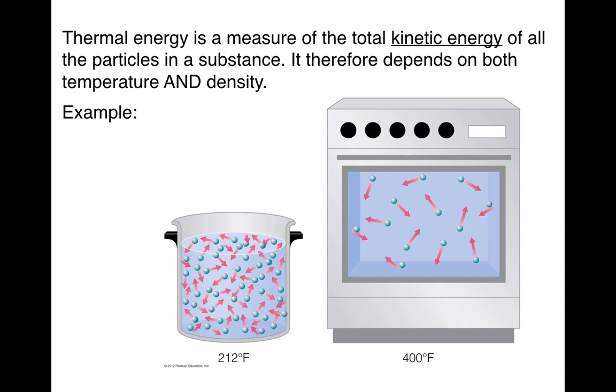So the oven has the higher temperature because it corresponds to average speed, but thermal energy is a measure of the total kinetic energy of all the particles in the substance. It depends not only on the average speed of the objects, but also how many particles are in that substance. So we can see there are far more particles inside of my pot of boiling water than there are inside of my oven. Which would you rather stick your hand inside? The pot of boiling water or the air inside of the oven? That is the difference between thermal energy and temperature.